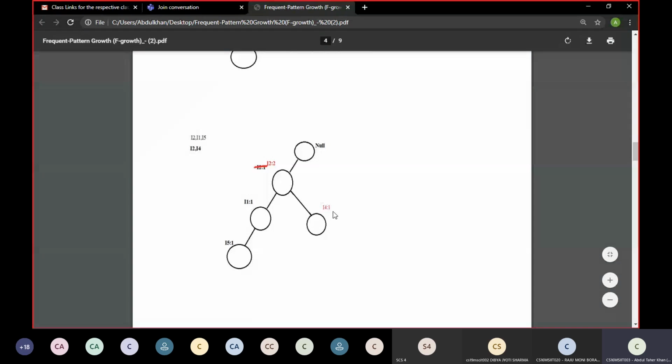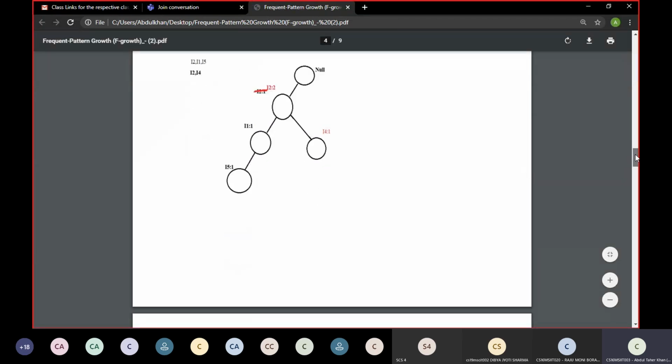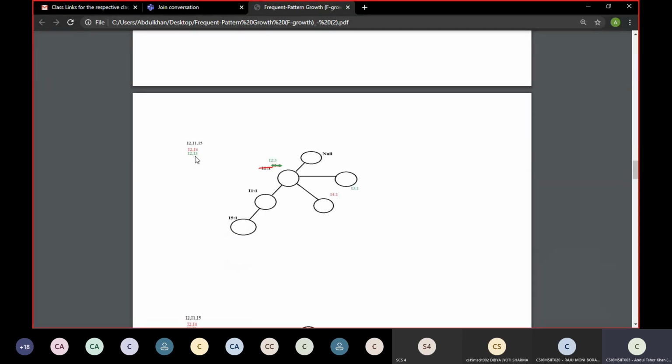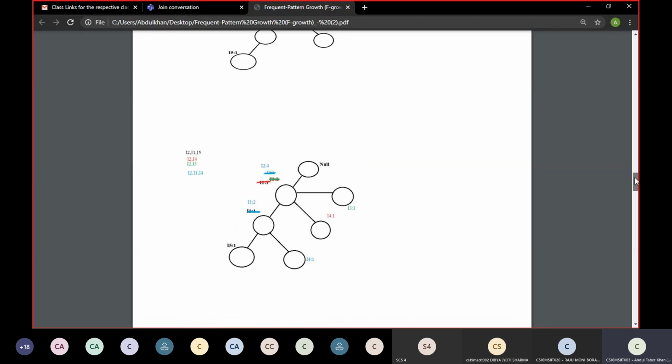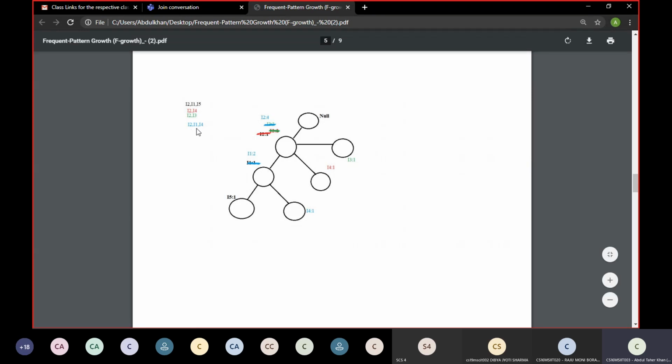Next we have T300: I2, I3. They are already in order, so we do not have to arrange them. We already have I2, so we increase its count to 3. There is no node going to I3 directly, so we create another node I3 with an initial count of 1.